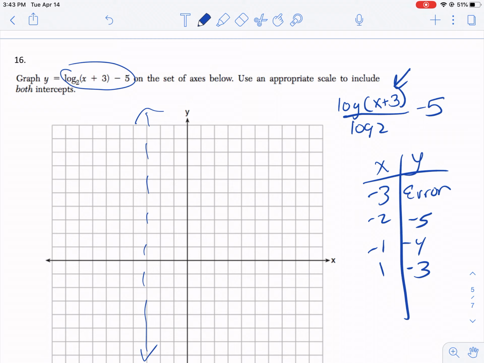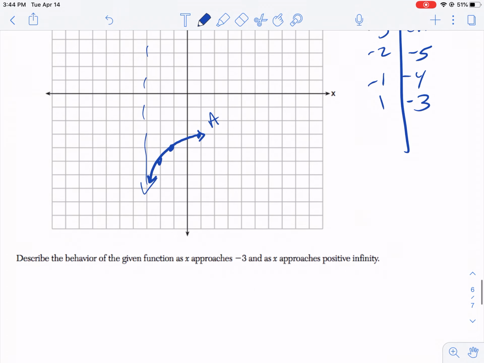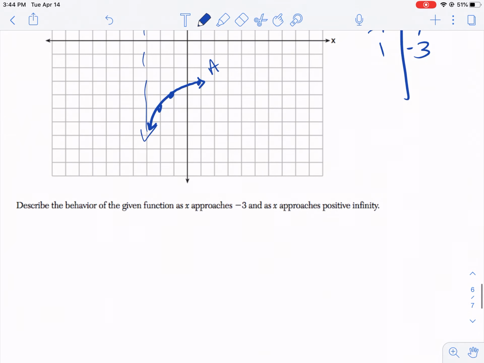And negative 2, negative 5. Negative 1, negative 4, and 1, negative 3. So draw it close to the asymptote going down forever. Put a little arrow there, and label it. And we are almost done.